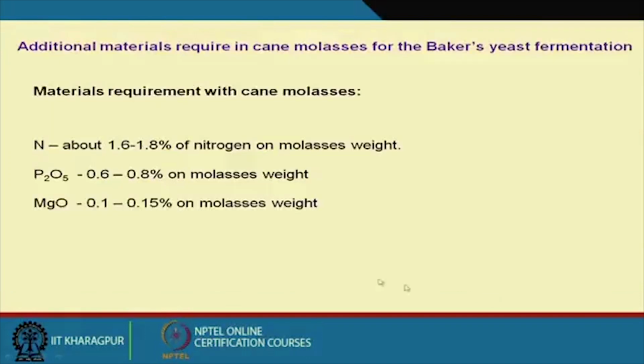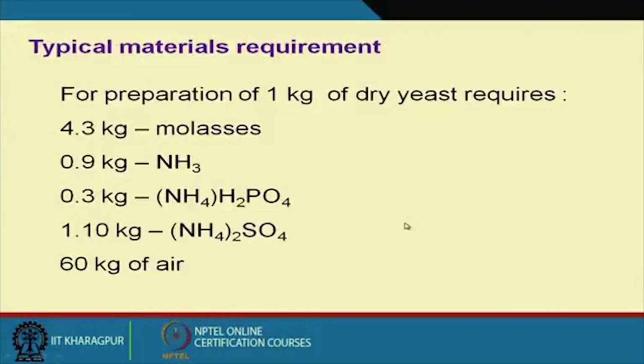So, it has been observed that the additional material required for the molasses fermentation is like this: nitrogen 1.6 to 1.8% on molasses weight, phosphorus P2O5 0.6 to 0.8% on molasses weight, MgO 0.1 to 0.15% on molasses weight. So, this is the requirement we have calculated.